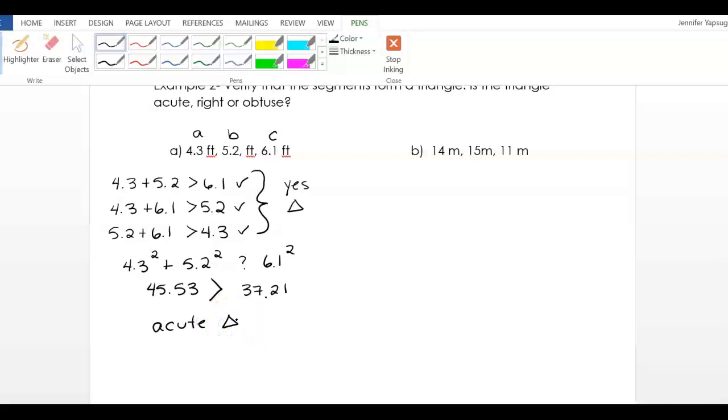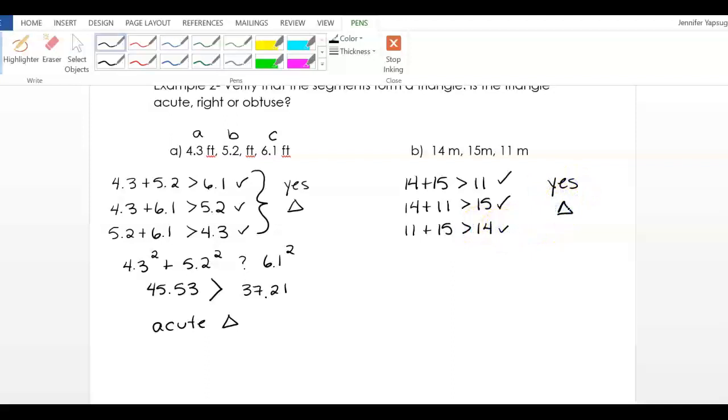All right, so go ahead and pause the video and see if you can figure out if one, part B, makes a triangle, and then two, what kind of triangle it is. Okay, so just like in the last example, we first need to check to see if this is a triangle. So we have to add our different combinations. So if I take 14 plus 15 and I compare that to 11, that is true. If I take 14 plus 11 and I compare that to 15, that is greater. And then finally, if I take 11 plus 15, is that greater than 14? And that is also true. So yes, this is a triangle.